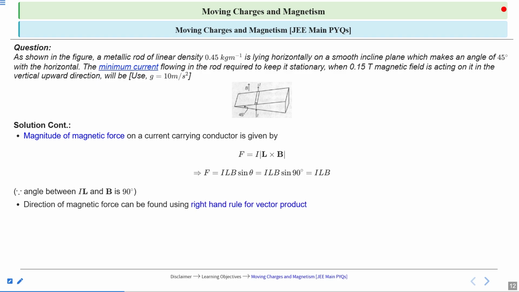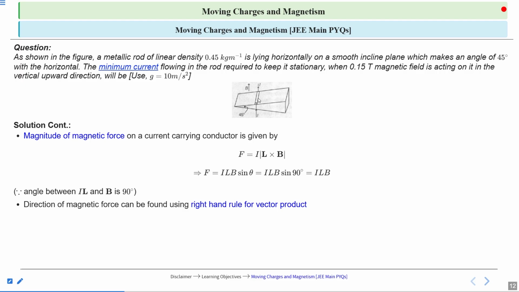The direction of the magnetic force can be found using the right hand rule for vector products. Align your fingers in the direction of current, and curl them towards the magnetic field. The thumb will give the direction of the magnetic force. In this case, you should align your fingers in the direction of current through the rod and curl your fingers vertically upward. Your thumb will give the direction of the force, in this direction and along this inclined plane.